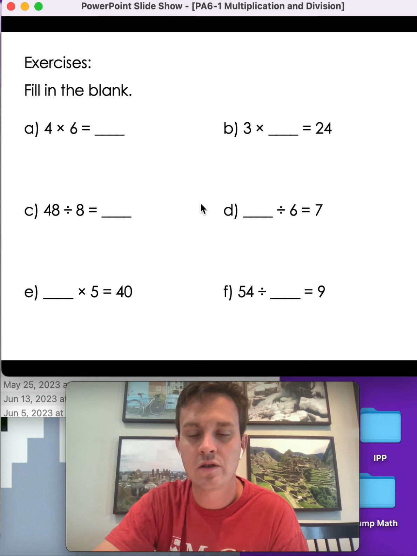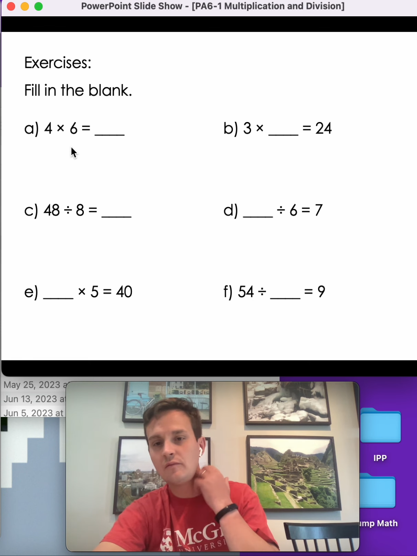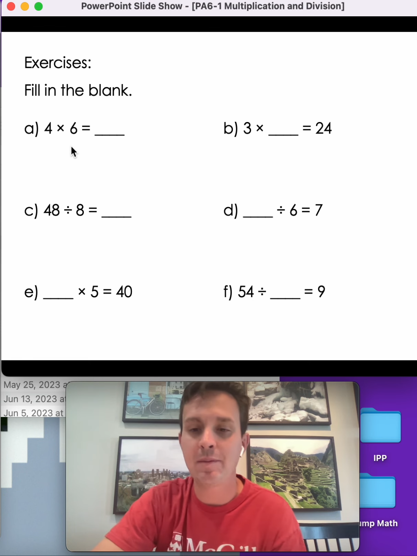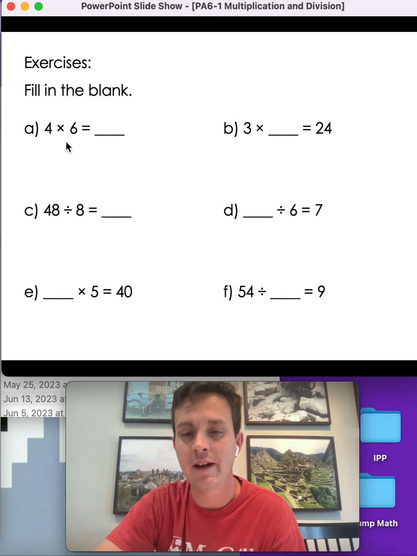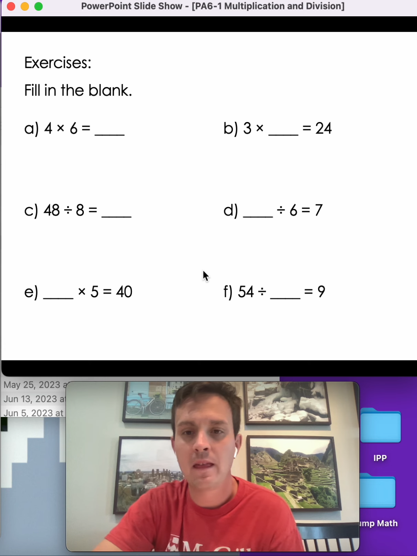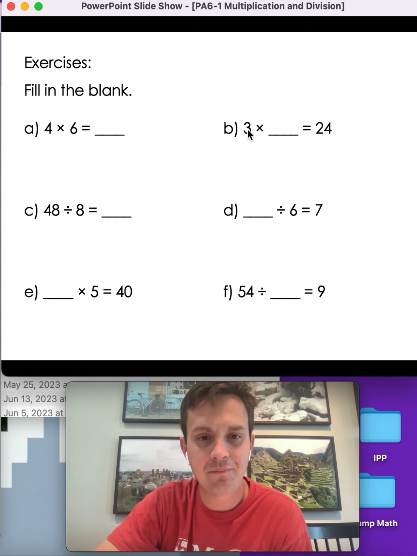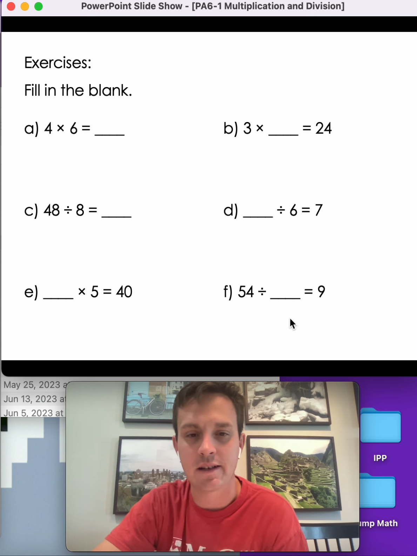Okay? So for these exercises, you're going to fill in the blank using either skip counting, multiplication facts, or drawing out in groups. Once you're finished, A is 24, B is 8, C is 6, D is 32, E is 8, and F is 6.